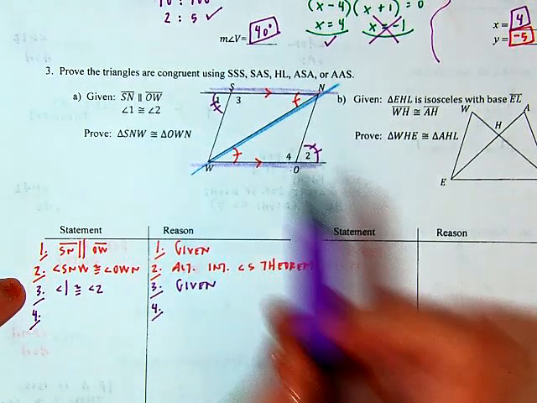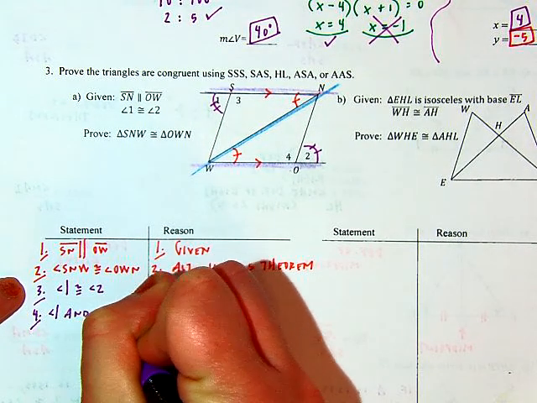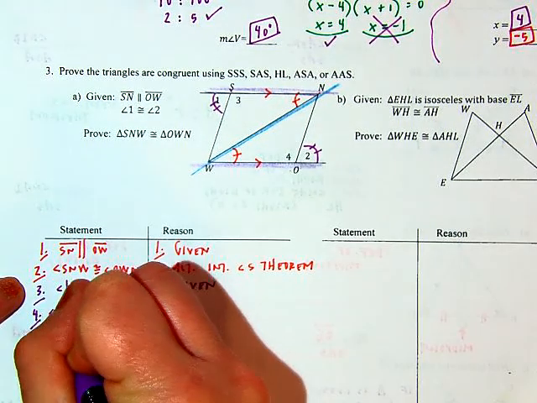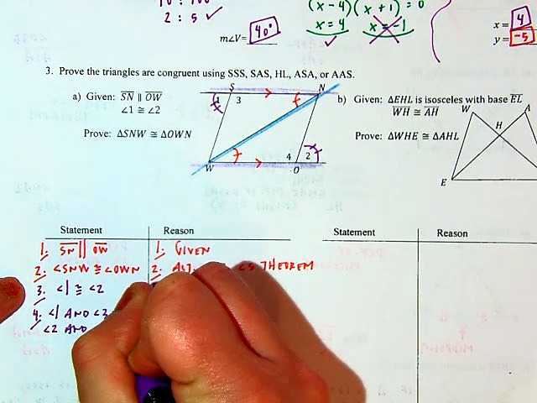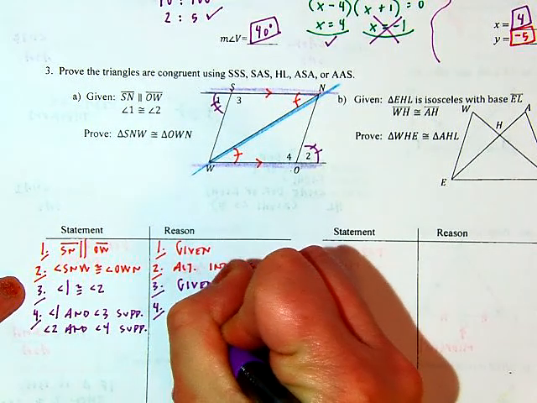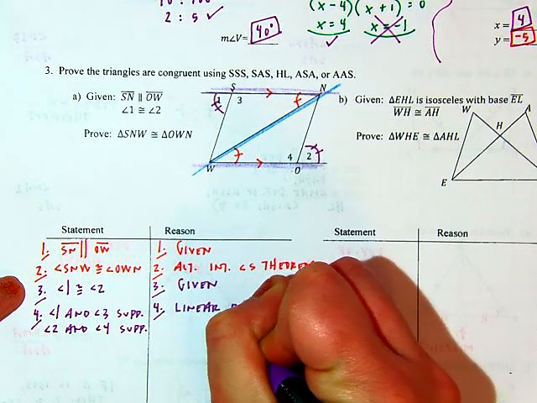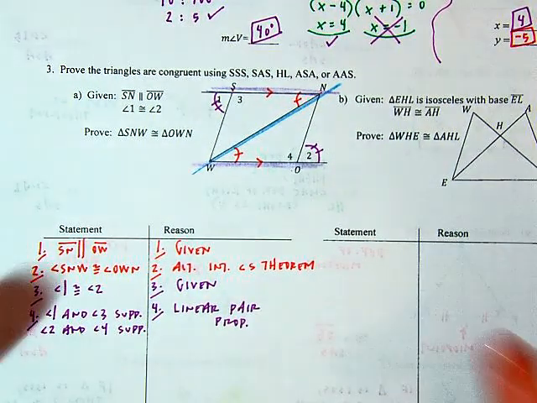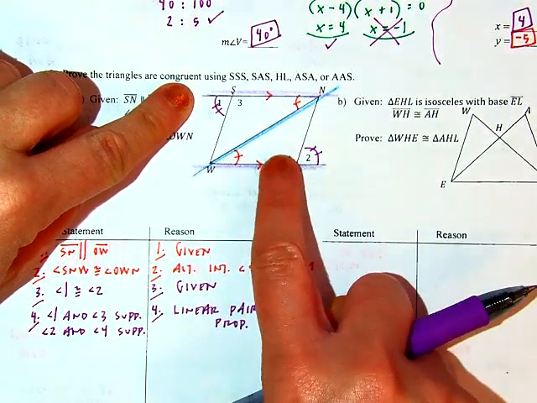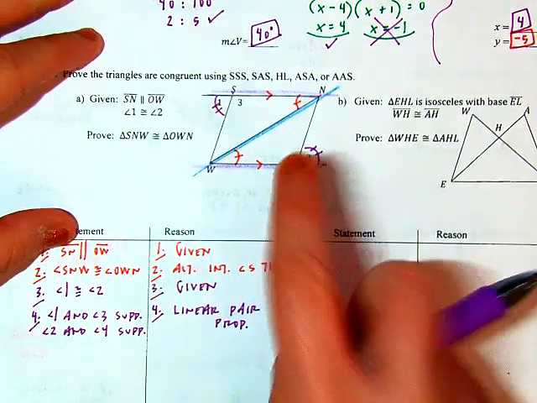First, I just have to flesh out that 1 and 3 are supplementary. And I know that 2 and 4 are supplementary as well. Linear pair property. So again, if I know that these angles are congruent, these form a linear pair, so do these. They have to be supplementary. Then I can connect 3 and 4.